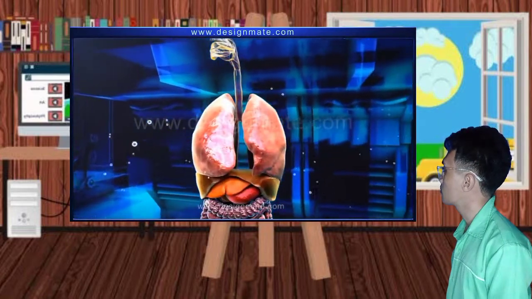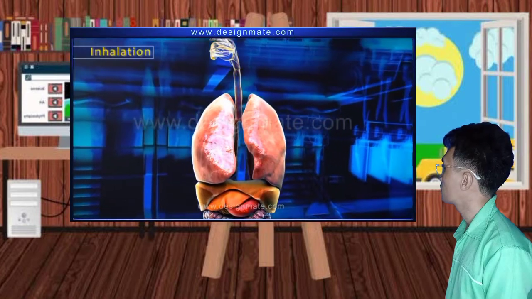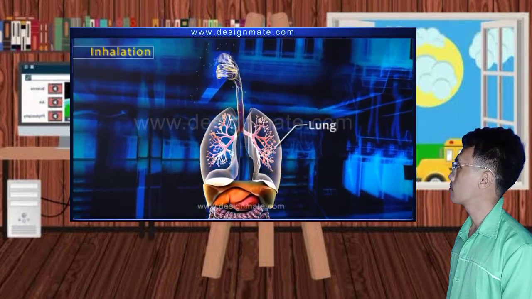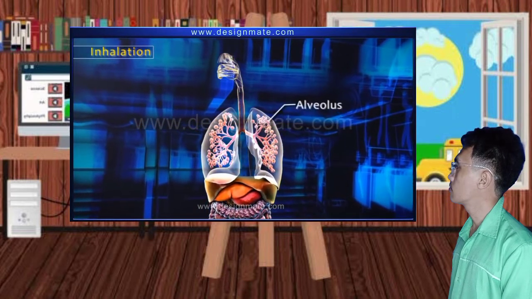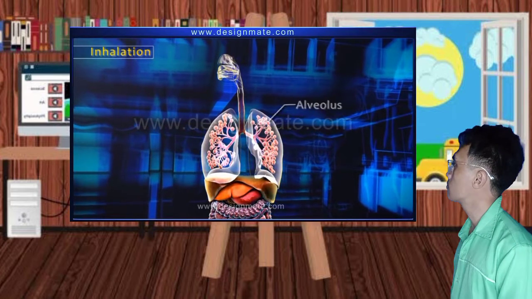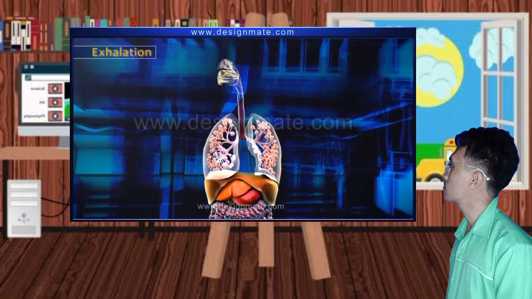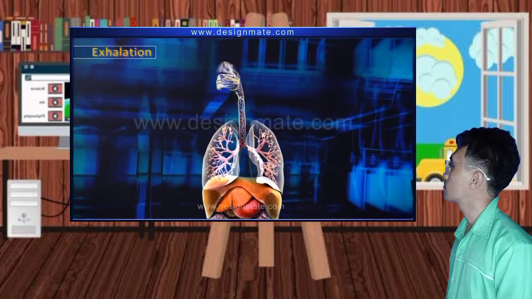So the process of breathing in air rich in oxygen is called inhalation. After the contraction of the muscular diaphragm, the lungs expand and the air rushes in, resulting in the inflation of the alveoli. During exhalation, the diaphragm moves up and the lungs contract. Thus, the alveoli deflate, causing the air to be forced out.